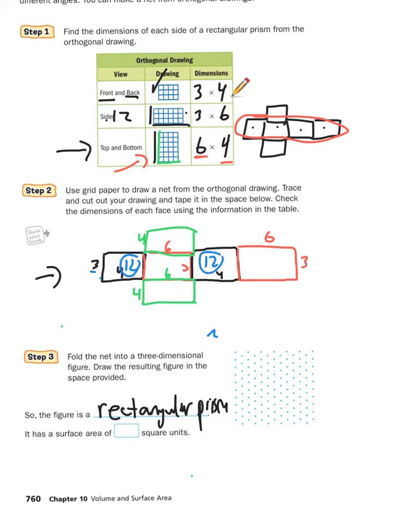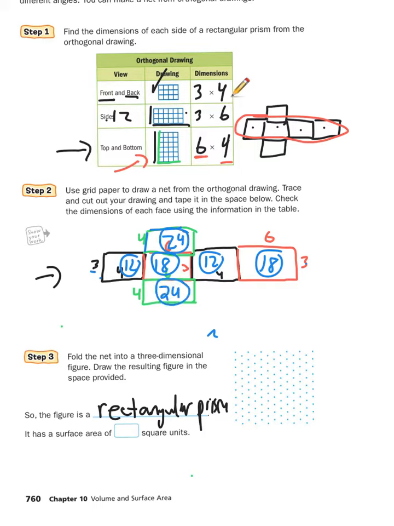Then we'll do the red ones. Remember, they're 3 by 6, which is 18. So if that's 18, so is this, because that was also 3 by 6. And then we'll do the green ones. Remember, they were 4 by 6, which is 24. So if that's 24, that's 24.